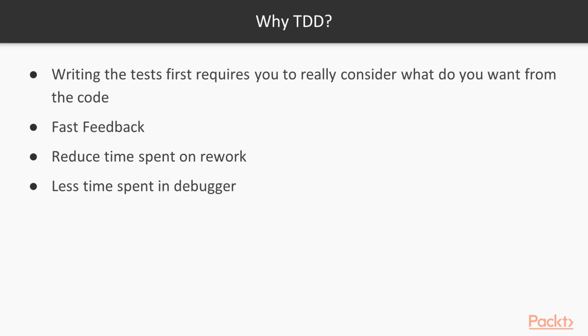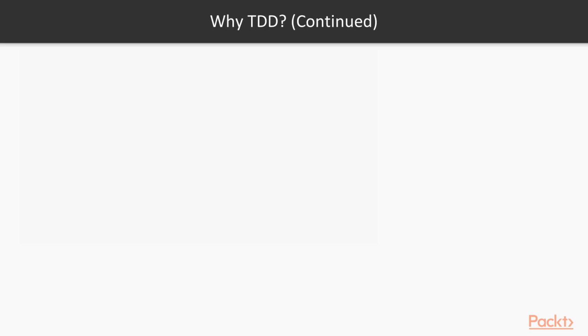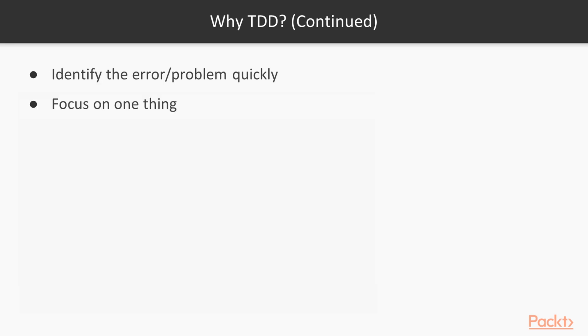If you are using TDD, it means you are writing the tests, so you don't need to spend a lot of time on debugging. The major benefit of TDD is you can identify errors or problems very quickly. If you're using TDD, you will focus on one thing instead of thinking about all the test cases, all the features or scenarios.